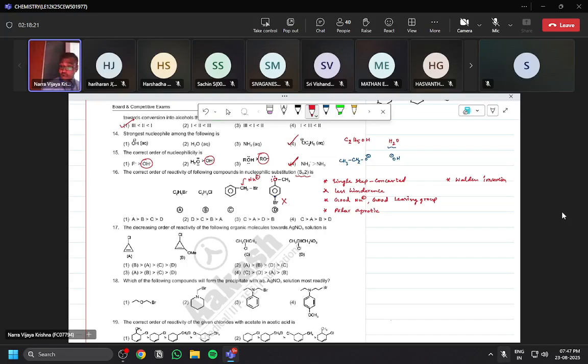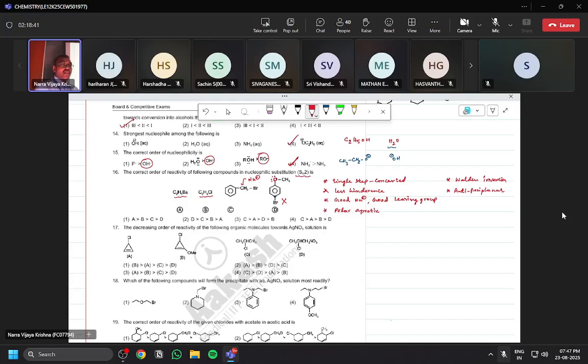Right? Now, one more condition: anti-periplanar. What is anti-periplanar? Leaving group and nucleophile both should be 180 degrees apart. Now, compared to chloride, bromide is a better leaving group.